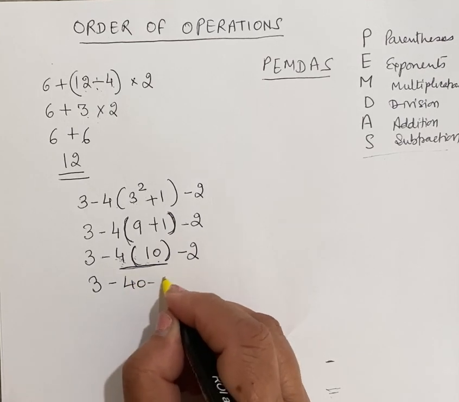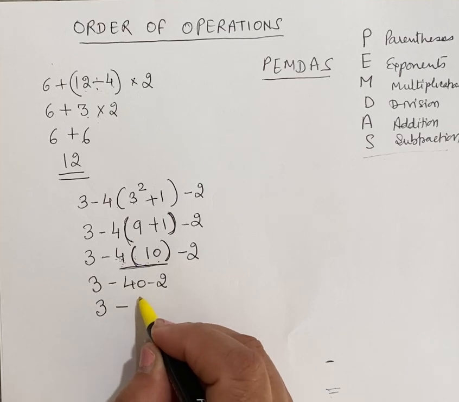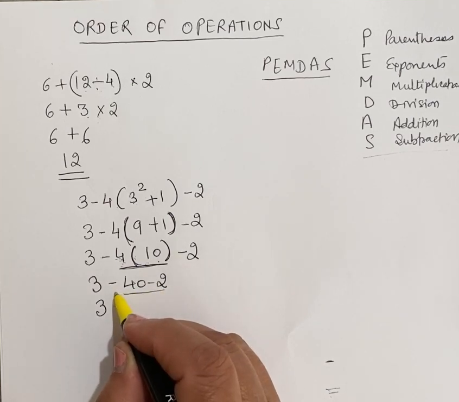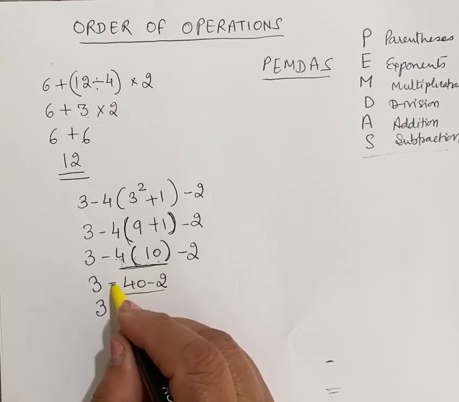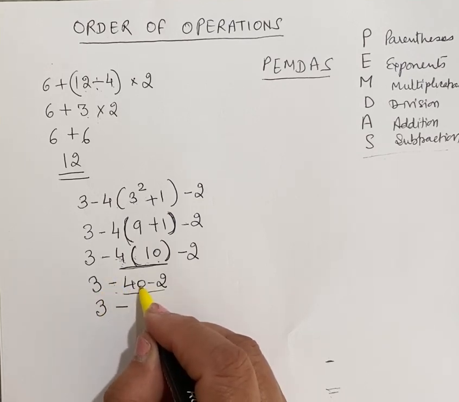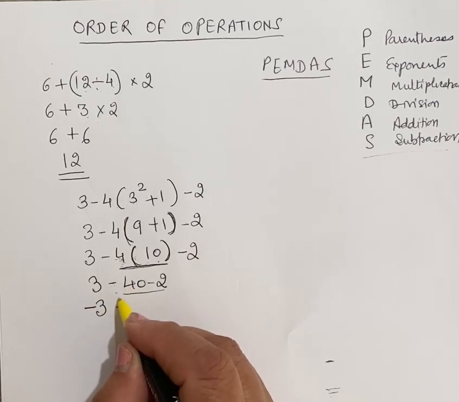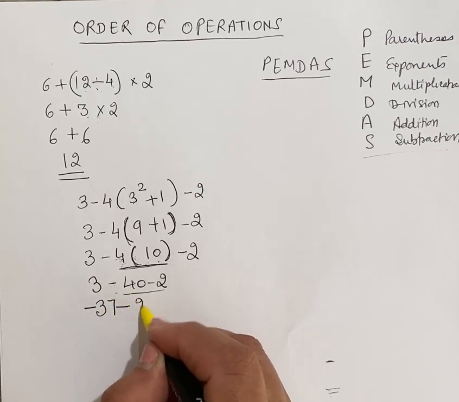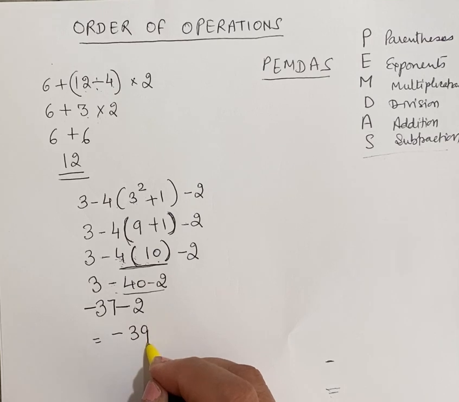So 40 minus 2, this will become minus, these two signs are minus, we can say minus 3 minus 47, this will become minus 37 minus 2. Because the two signs are equal, we will add, it will become 39.